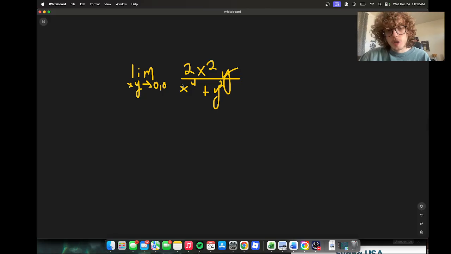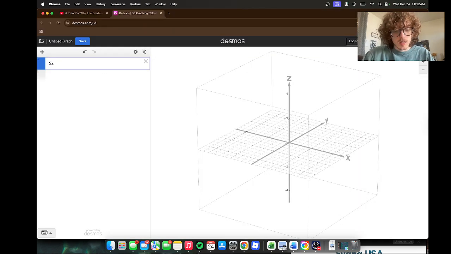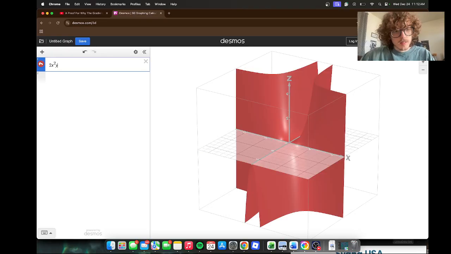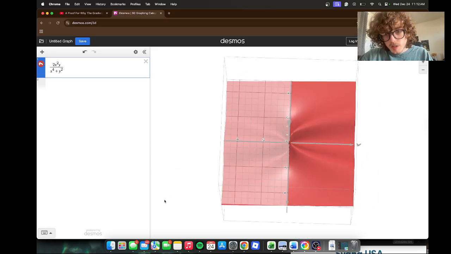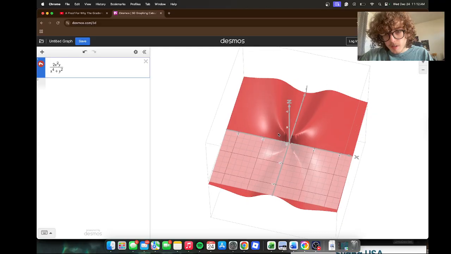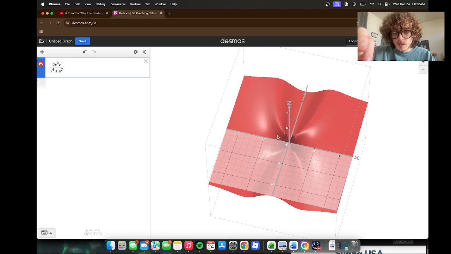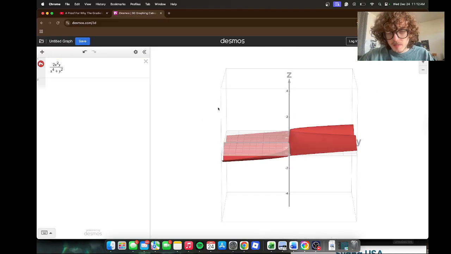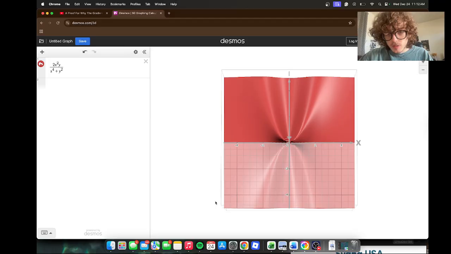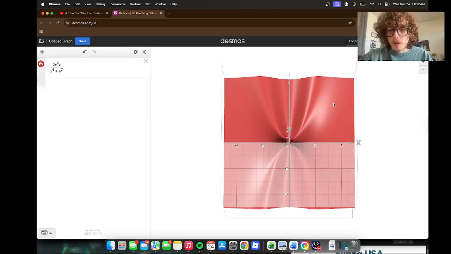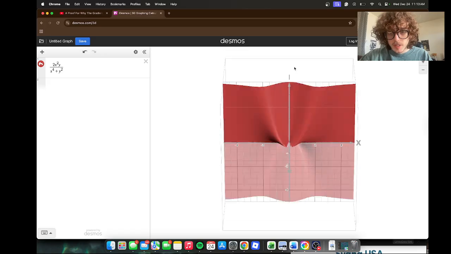Our function is 2x squared y over x to the fourth plus y squared. It's a surface, I should say, but basically it looks like this. So you can see it's an interesting little curve. It looks like pinched fabric right at the origin. It kind of looks like there's a parabola being pinched near the origin on either side in a reverse fashion. So kind of interesting.